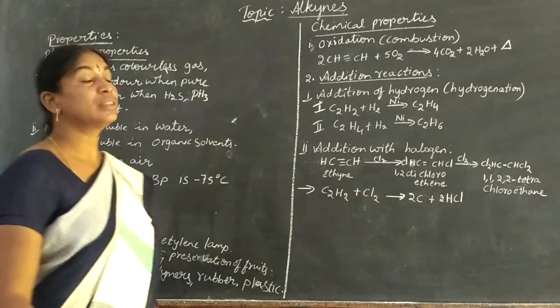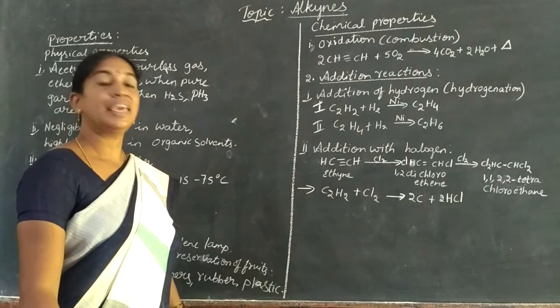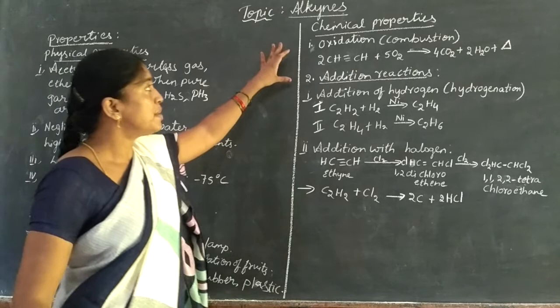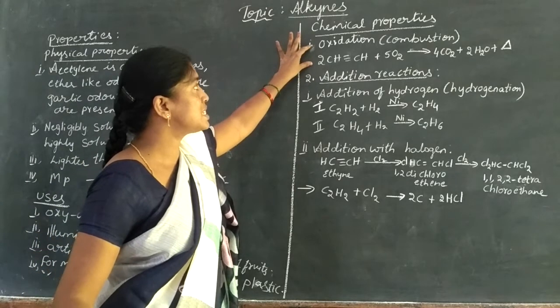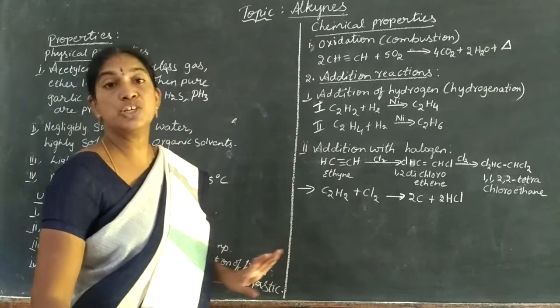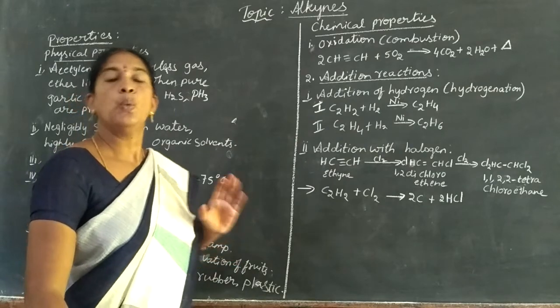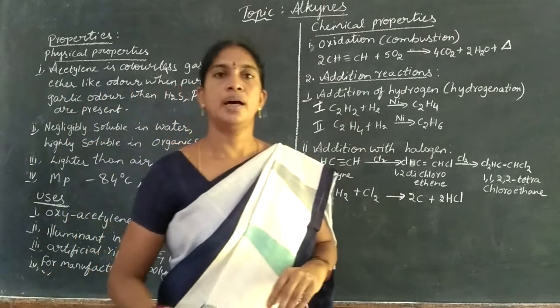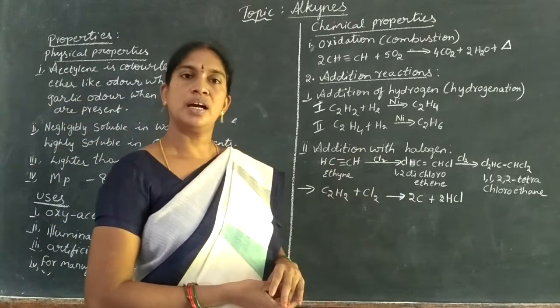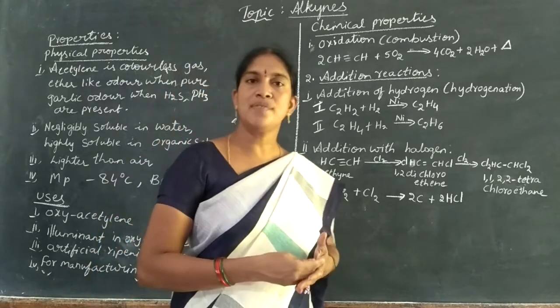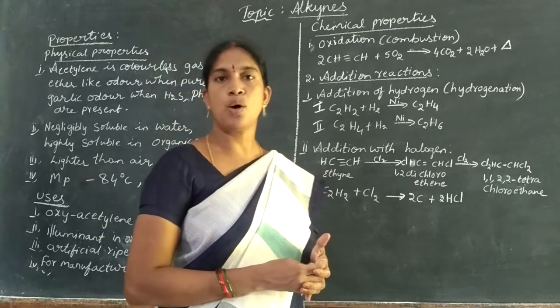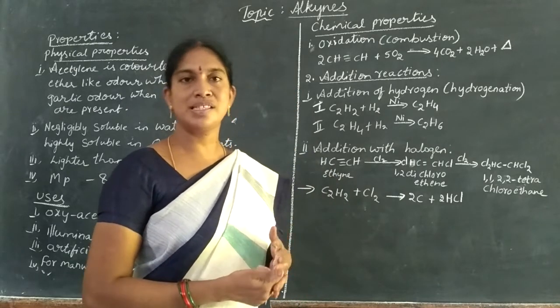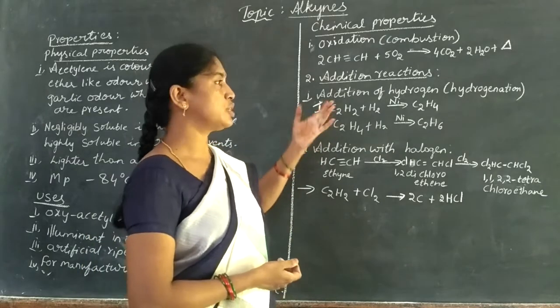Now let us know the chemical properties of ethyne. In the chemical properties, it undergoes the oxidation reaction as well as the addition reaction. Understand? What is oxidation or combustion? That means burning of substances in the presence of oxygen, or adding of oxygen, is called oxidation.